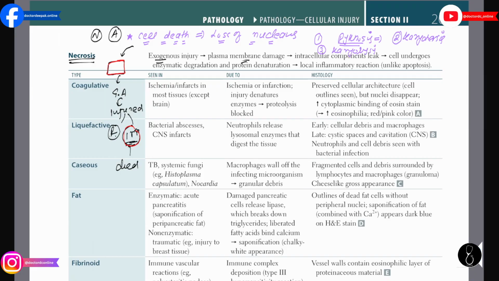And what will happen when the cell dies? There is damage of the plasma membrane. And when the plasma membrane gets damaged, what will happen? We know that inside the cell there are certain components, certain enzymes. So when the plasma membrane gets damaged, these intracellular components will come from inside to the outside. It means they will start leaking to the surrounding environment. And what will happen next? Then the cell will undergo enzymatic degradation and protein denaturation.